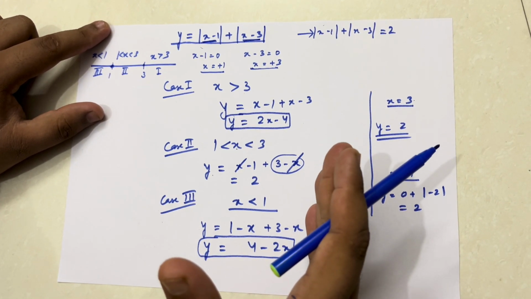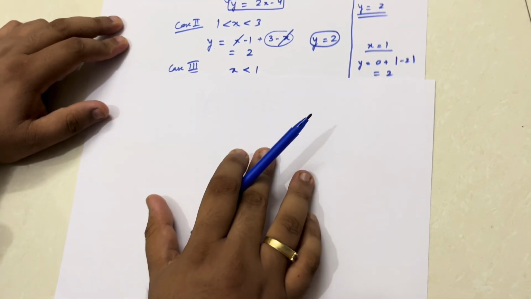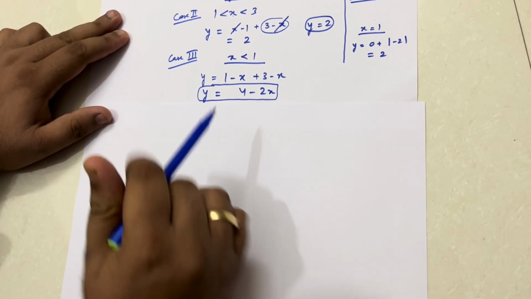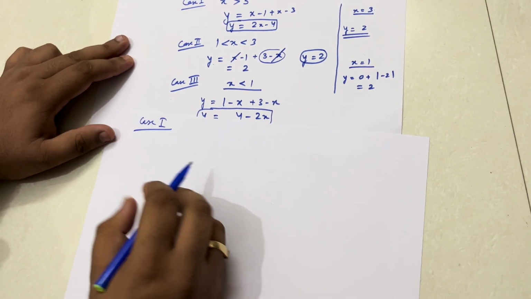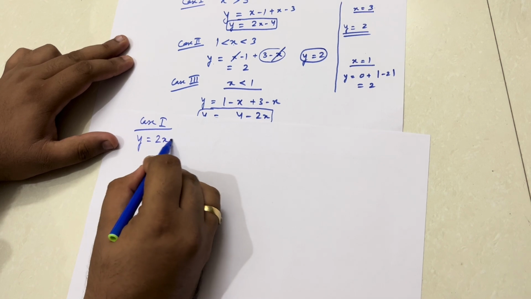So let us see how we can draw this. These were the 3 cases. Let us now plot it in a graph. Let us see what will happen in case 1. In case 1, y was equal to 2x minus 4.